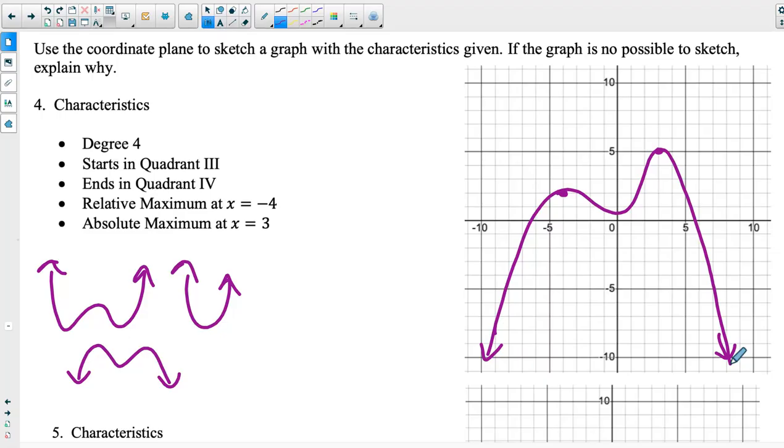Now there's a million different graphs that would work here. You could go slightly up, slightly down. You could have your end behaviors pinched in. You could have them pushed out. There's so many different things you could do.